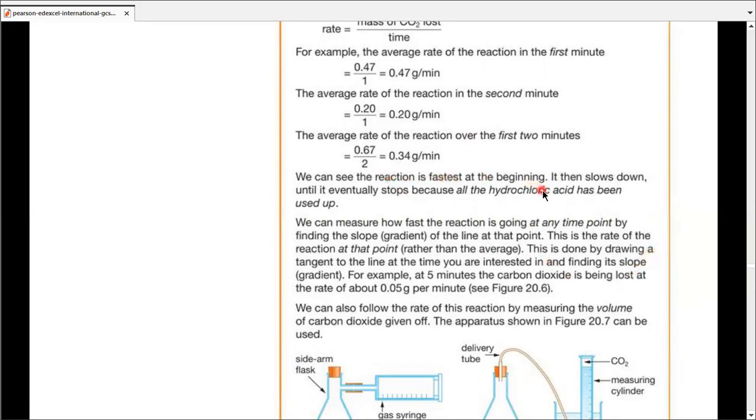Now we can see the reaction is fastest at the beginning. It slows down and eventually stops because why? Here comes the reason. All of the hydrochloric acid has been used up. This must be a question students usually come up with: why is the reaction slowing down? It's pretty simple. The reactants are being used up. The reaction slows down because you are using up the reactants.